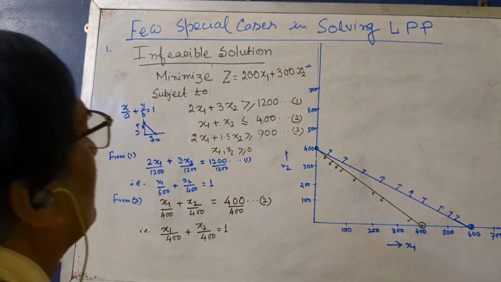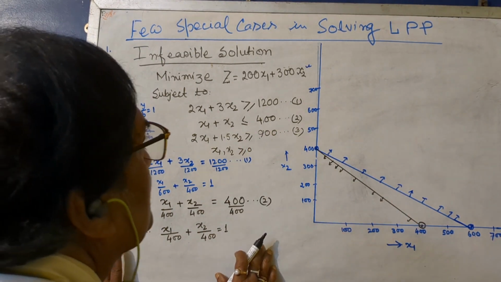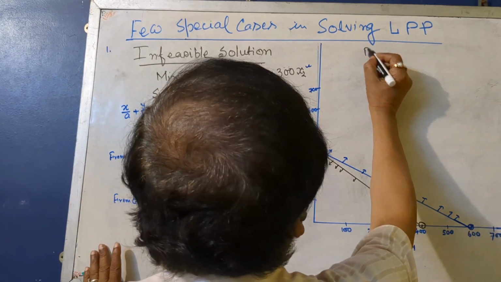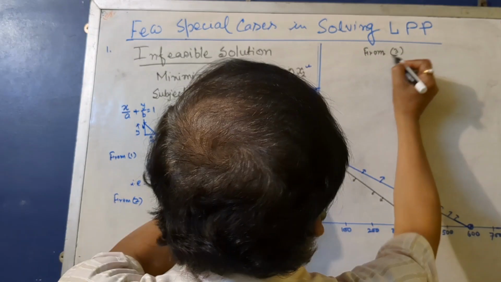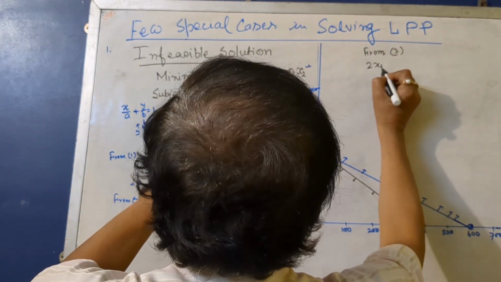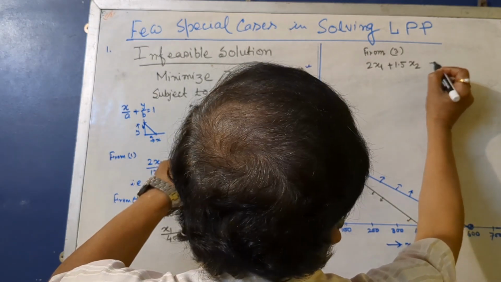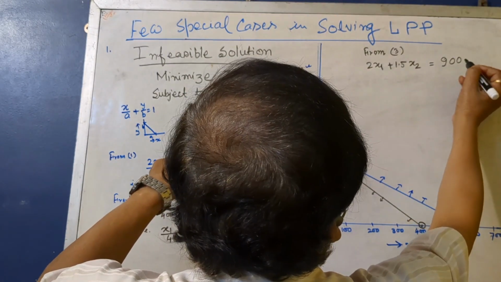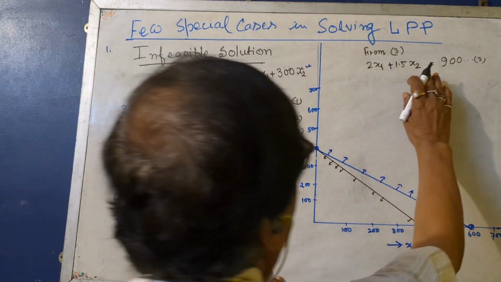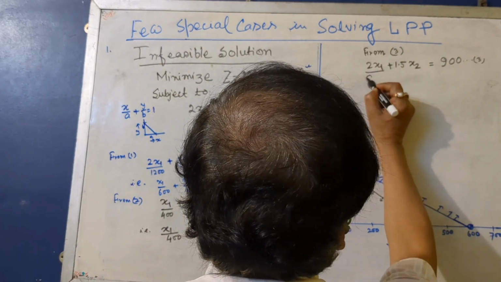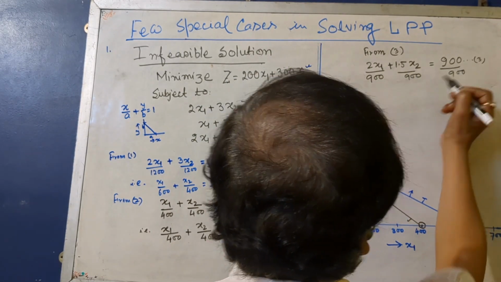Okay. Now take the third constraint. Due to shortage of space, I am writing here from constraint 3. From constraint 3, you can write 2x1 plus 1.5 x2 is equal to 900. You will write just below, as there is no space, that's why I am using this space. I think no problem. Divide both sides again by 900. Then what will happen?